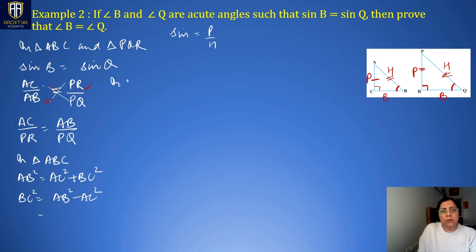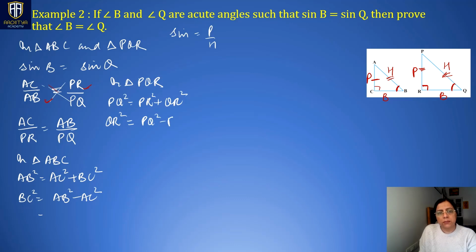Now in triangle PQR, apply Pythagoras theorem here. This is PQ square, which is equal to PR square plus QR square. I'm looking for QR here. So QR square is equal to PQ square minus PR square. Right?